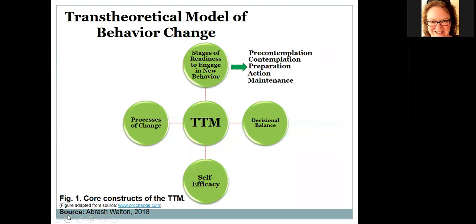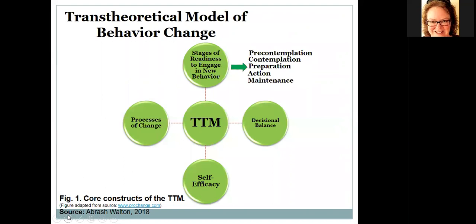So what we're really focusing on in today's webinar is the fourth TTM construct that you see there on the left side of the screen. It's called the processes of change, and there are 10 of them. These 10 processes of change within the model can be used to facilitate a person's movement through those five stages of readiness, all the way from pre-contemplation to maintenance. In fact, using TTM-based interventions to move those in pre-contemplation to contemplation has been demonstrated to result in nearly doubling the likelihood of successful behavior change. So I'm going to talk about these 10 change processes in just a bit.